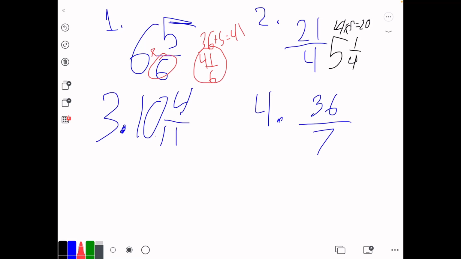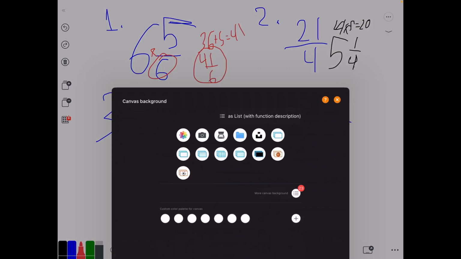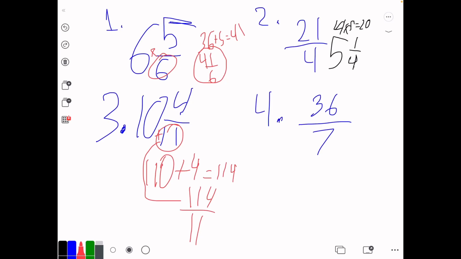Now for this one, 10 times 11, 110, because you just had to add a 0. Then you add a 4, 114. Then you take the denominator, 114 over 11. For this last one, you know the closest one you can get is 5. 7 times 5 equals 35. So 5 and 1/7. Okay?